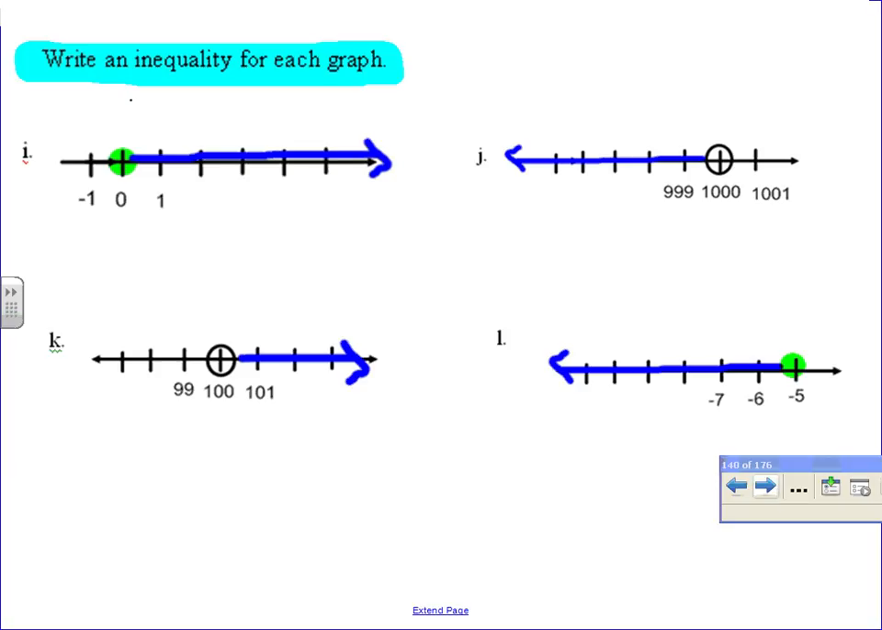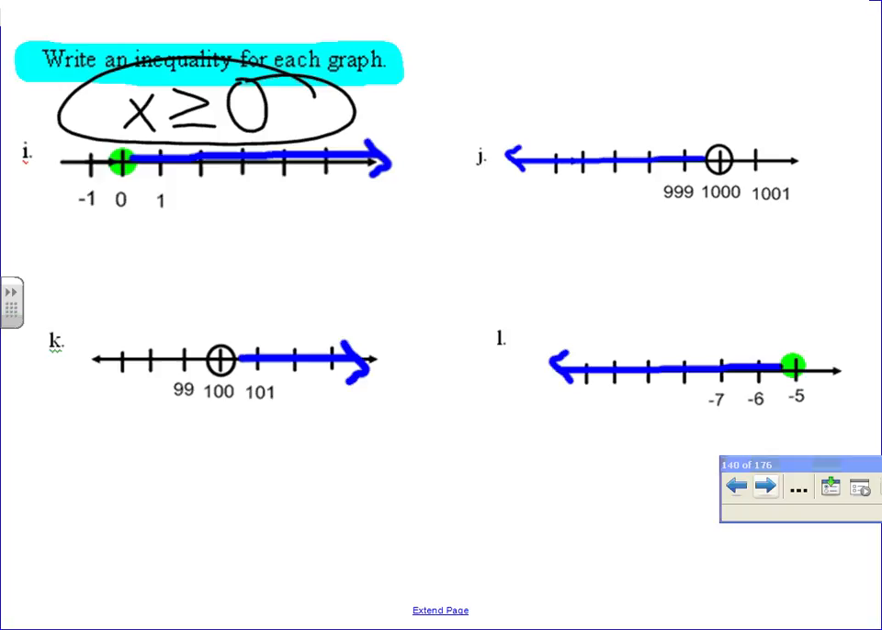All right, Sean, what do you think? I think X is greater than 0. Close. Nope, you were closer before. It's a filled-in circle. Oh, okay. X is greater than or equal to 0. Good. X is greater than or equal to 0. If you don't have X on the left, fix it. If you don't have greater than or equal to, fix it. It's going to the right, so it has to be greater than or equal to. It's a filled-in circle, so it has to be equal to.